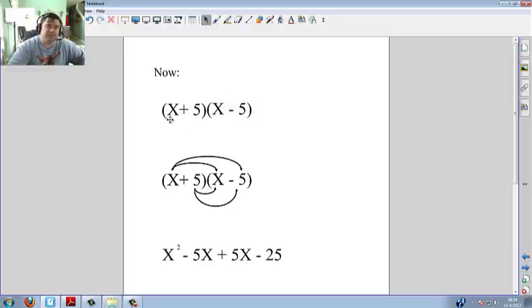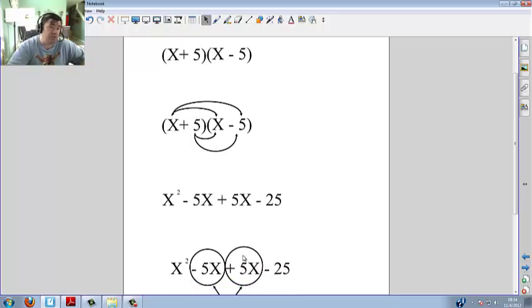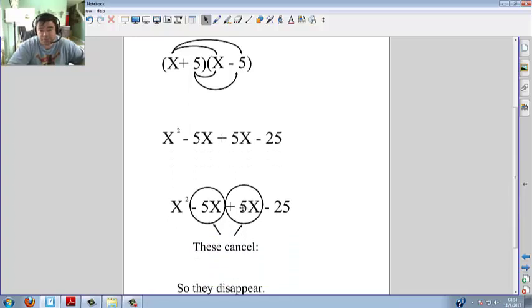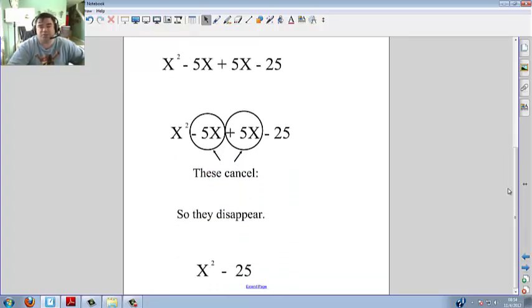And back. X times x is x squared, x times negative 5, 5 times x, 5 times negative 5. Notice here, though, with the positive and negative, we have the middle of a negative 5x and a positive 5x. What happens is these two actually cancel out. So these actually cancel each other out. They go away, leaving just x squared minus 25.